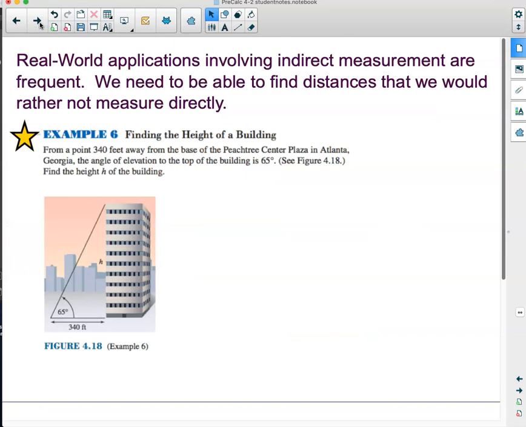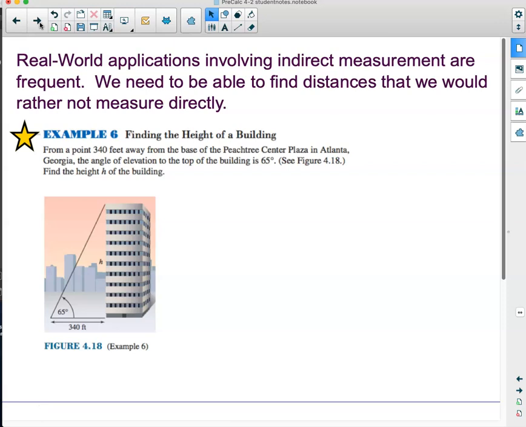Now, here comes our applications objective. Real-world applications involving direct measurement are frequent. We need to be able to find distances that we would rather not measure directly. Somebody thinks the water tower looks like it's starting to sink a little bit into the ground. I'm wondering, did it lose any of its height? Well, they can find somebody else to carry the measuring tape up there. I don't want to do that. So what they would use is indirect measurement.